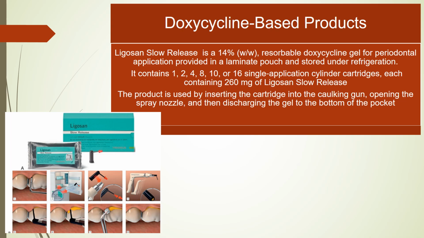Coming to doxycycline based products, under that Ligosan Slow Release is a 14% resorbable doxycycline gel for periodontal application provided in a laminate pouch and stored under refrigeration, which contains 1, 4, 8, 10 or 16 single application cylinder cartridges, each containing 260 milligram of Ligosan Slow Release. It is used by inserting the cartridge into the applicator gun and opening the spray nozzle and then discharging gel into the bottom of the pocket.